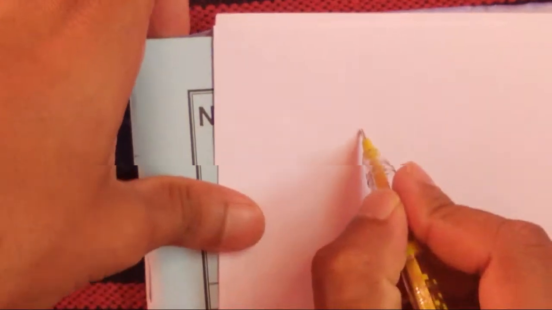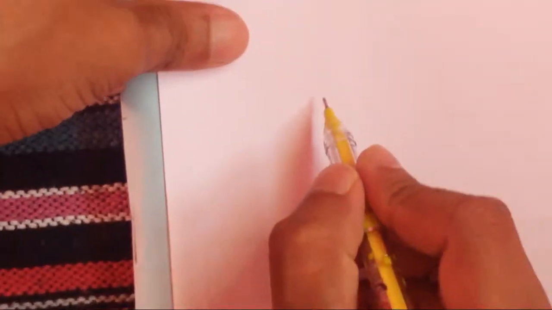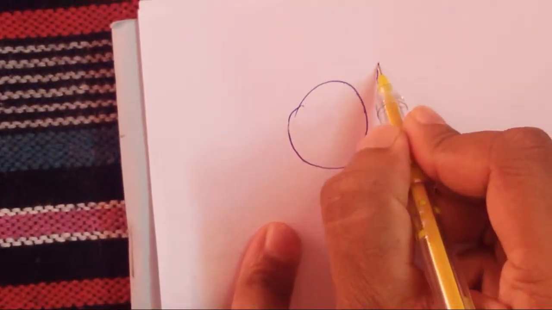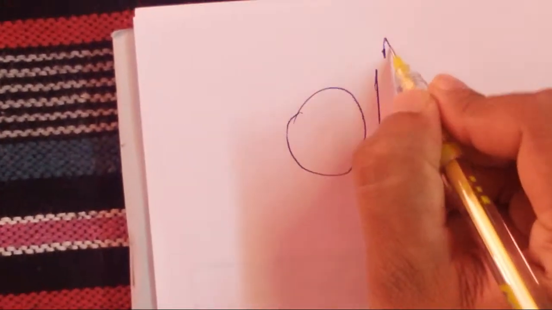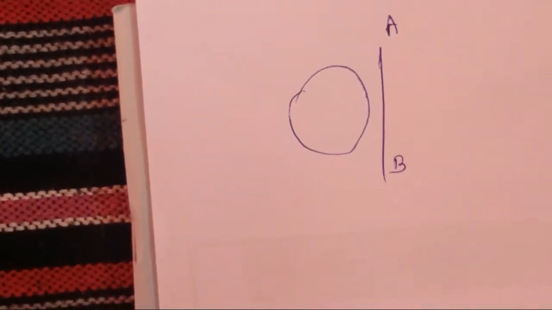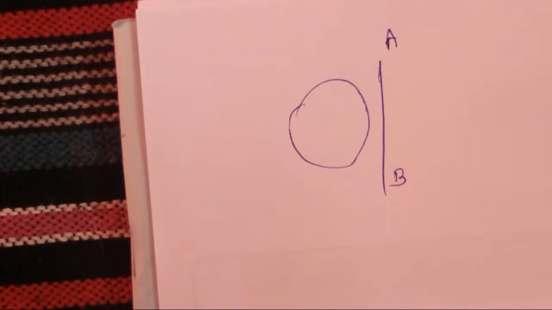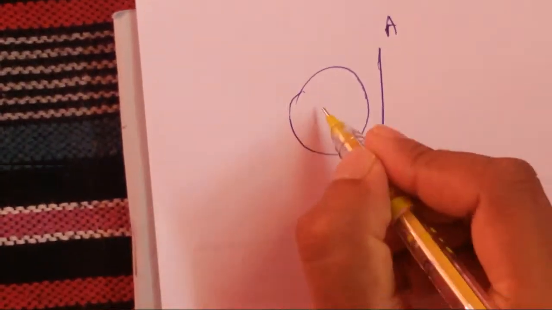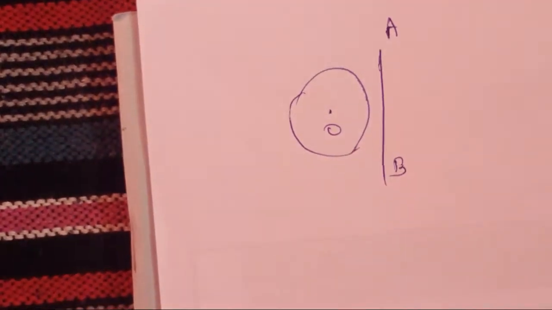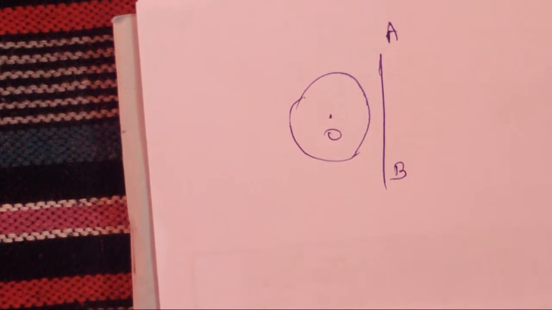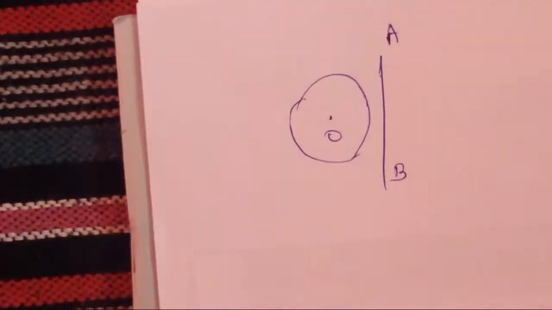A circle is drawn and one line is also drawn. So they call this as A, B. But here this is the center and line AB is not touching the circle. So that's why we are calling this a non-intersecting line.